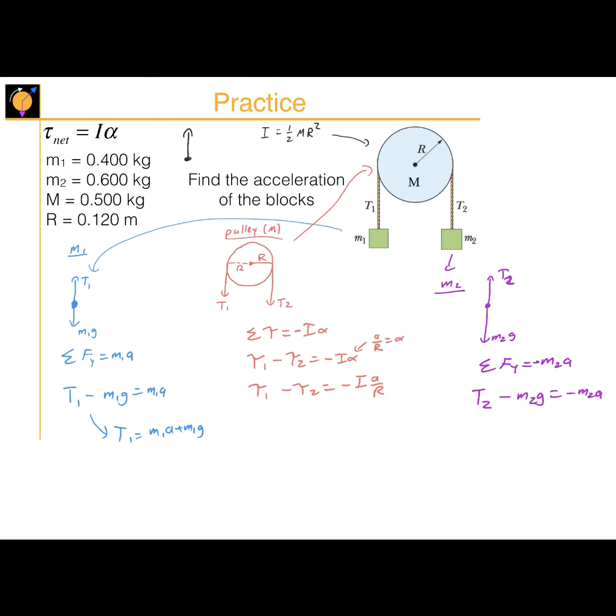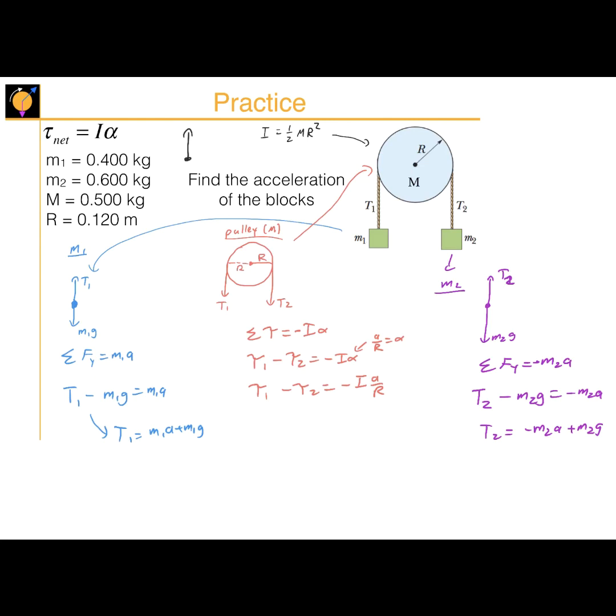And I'm going to solve this one for T2. It's equal to minus M2A plus M2G. Now I want to plug it into the equation. Oh wait, let me do one last step here.